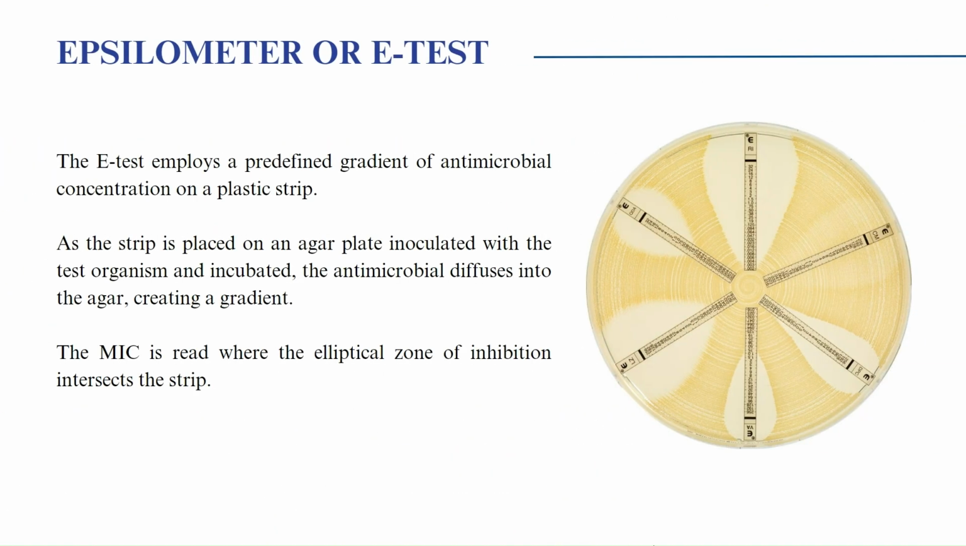Moving on to E-test. The E-test employs a predefined gradient of antimicrobial concentration on a plastic strip. As the strip is placed on an agar plate inoculated with the test organism and incubated, the antimicrobial diffuses into the agar, creating a gradient. The MIC is read where the elliptical zone of inhibition intersects the strip.